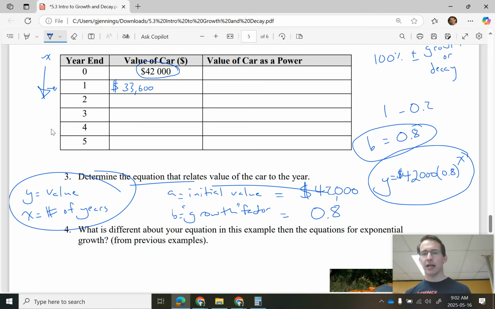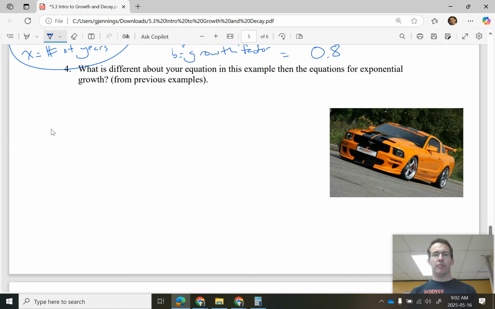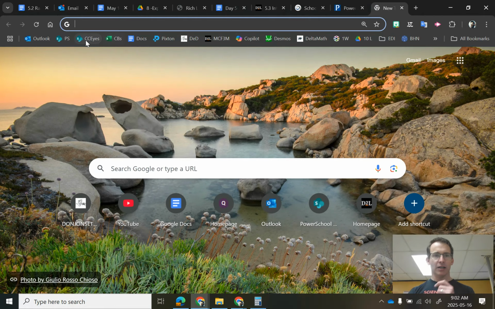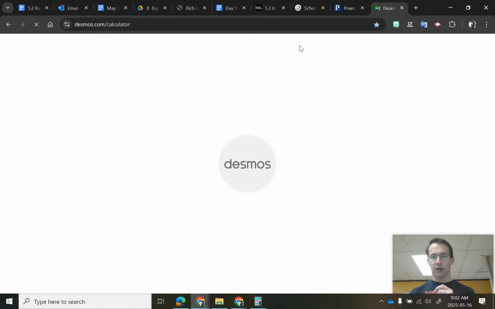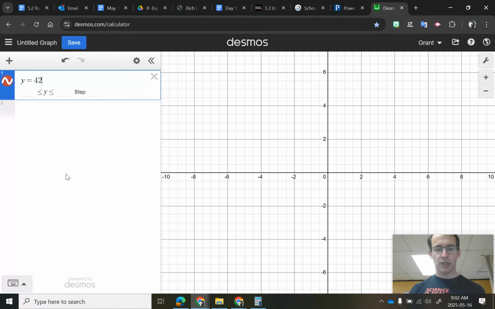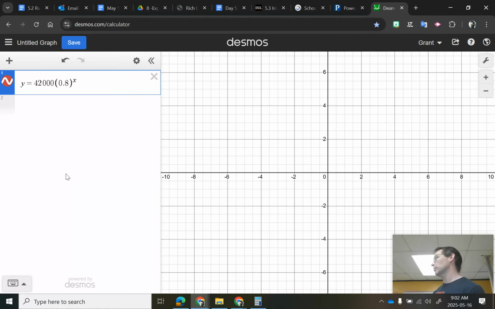And we can use that to predict future values. Okay? So let's take a look at that in Desmos actually, since we've got a little bit of time and we've got some dedicated students that are a little bit ahead with these ideas. It's great. So we're going to type this in. Y equals $42,000 times 0.8 in brackets to the power x. I don't see anything, Mr. Jennings. Why don't we see our function?